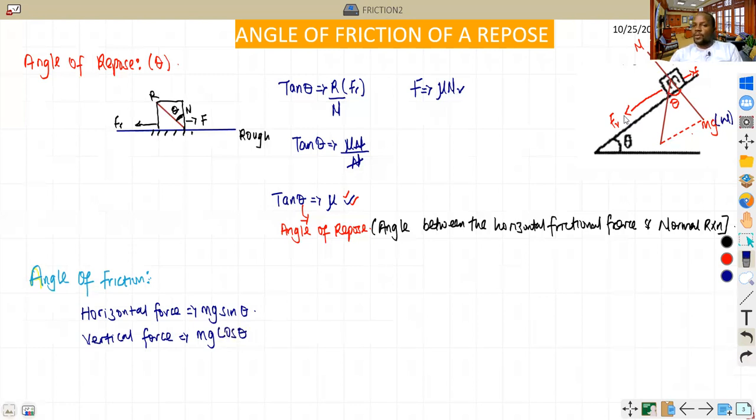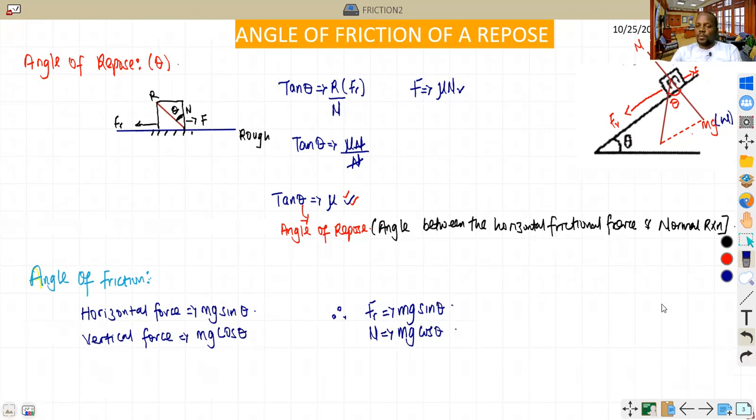So where is the direction of the horizontal force? That is the frictional force. So we can now say, therefore, the horizontal force, which is the frictional force, is equal to what? mg sine theta. And the vertical force, which is the weight or the normal reaction from what I did here. The normal reaction is the vertical force, and the horizontal force is the frictional force. And the normal reaction force is what? mg cos theta.